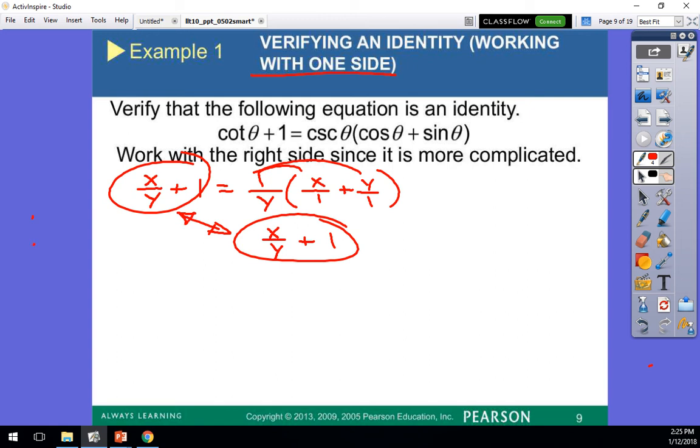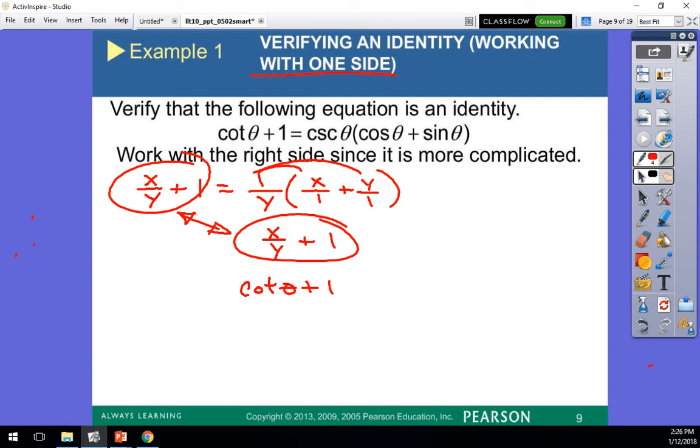Right? Okay, so now what does this turn into? Let's translate it back. There you go. Cotangent of theta plus 1, right? So it works out very easily.